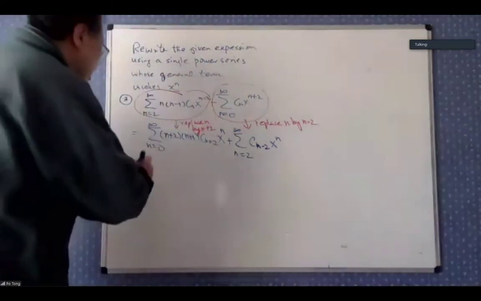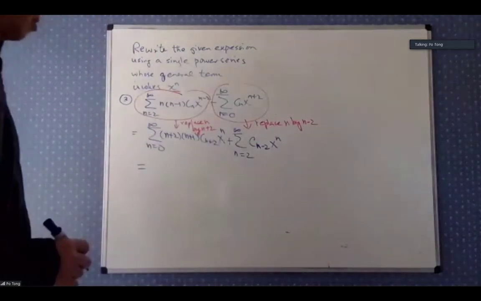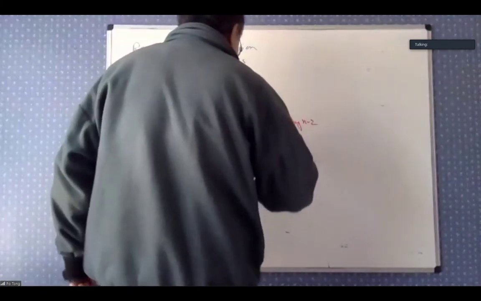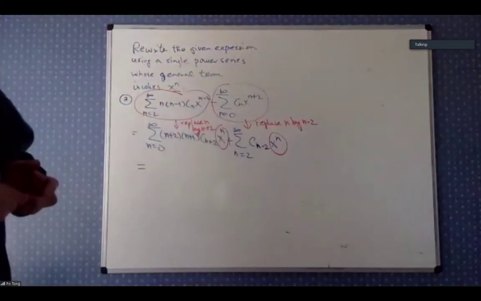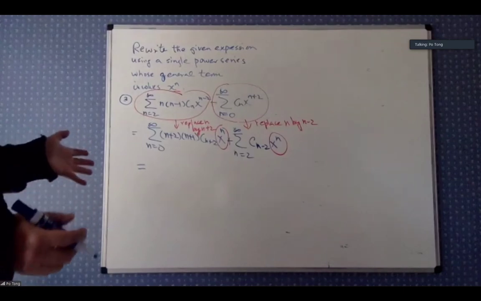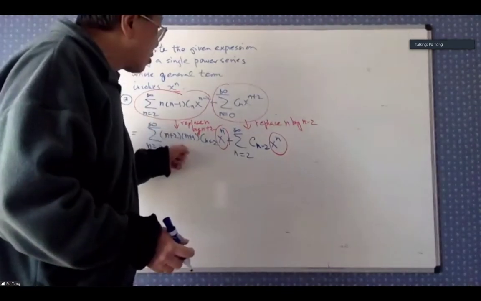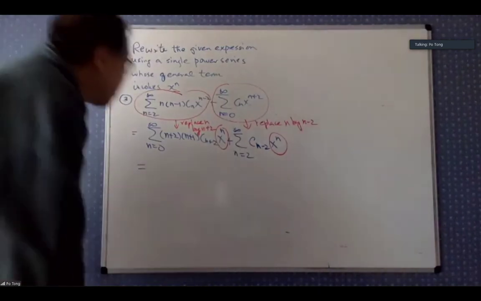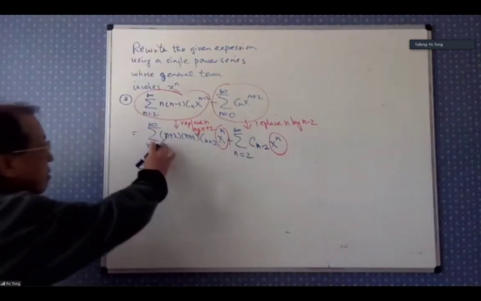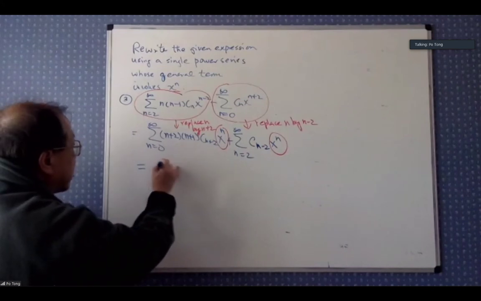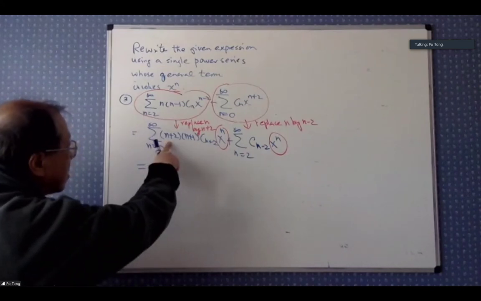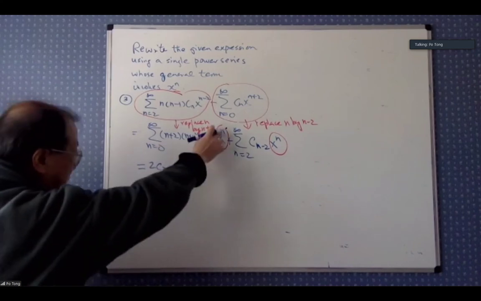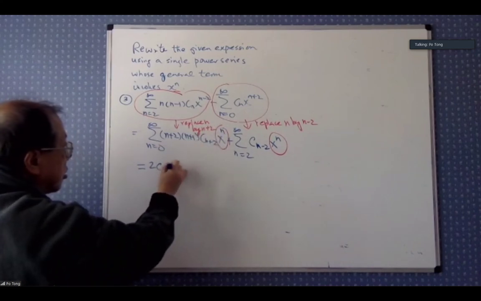Okay. How do I combine these two? Now they both line up. But this one has more terms. This guy has 2 more terms than this guy. So we have to special case those. When n equal to 0, you have 2C2 x to the power 0, which is a constant term.